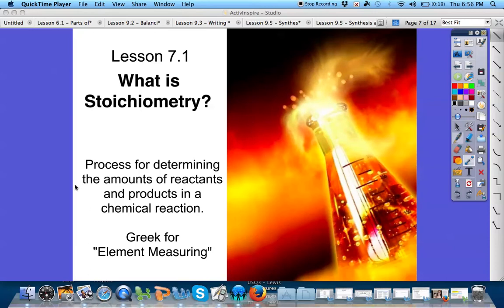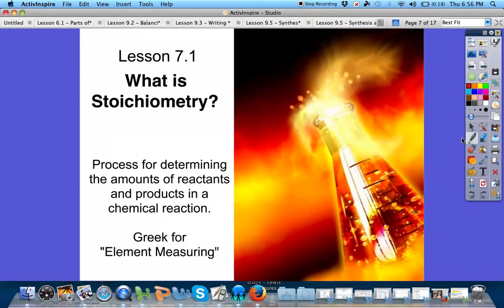This is lesson 7.1. What is stoichiometry? So in class we did the s'more stoichiometry to give you a model for stoichiometry, but you've been hearing this word and we haven't yet defined it. Stoichiometry is defined as the process for determining the amounts of reactants and products in a chemical reaction. The Greek meaning for stoichiometry is element measuring. So you're going to want to make sure that you have this definition down. It wouldn't hurt to write down the Greek meaning as well.